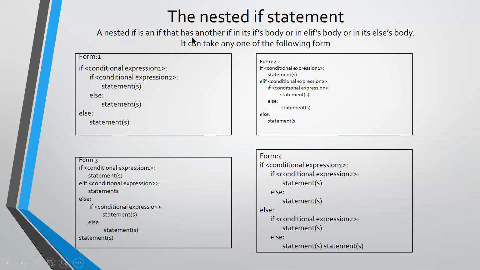It is an if that has another if in its if's body, or in the elif's body, or in the else body. We have discussed if, else and elif. In any of these blocks, you can have another if. In the else block you can have an if condition, or in the elif you can have another if. So nested if is nothing but an if control structure within another if control structure. That is called a nested if statement.